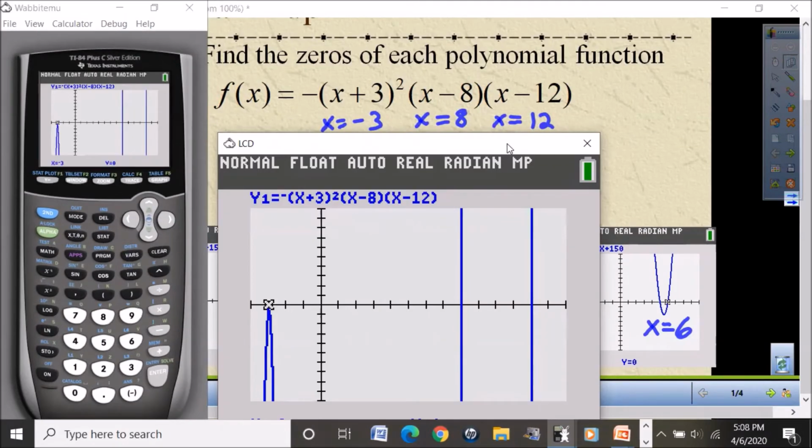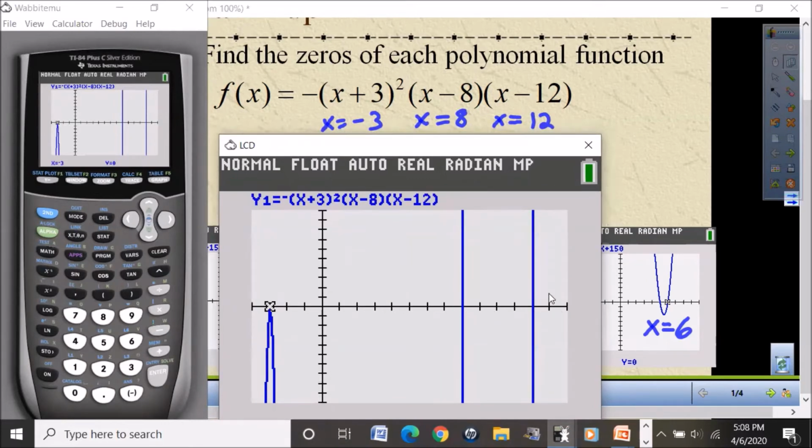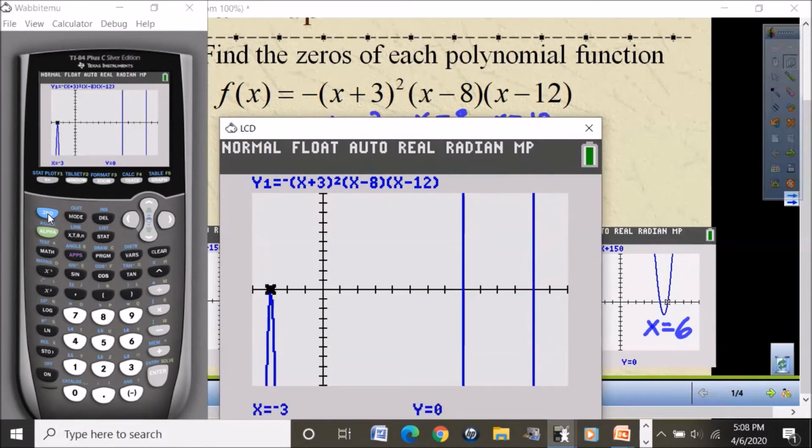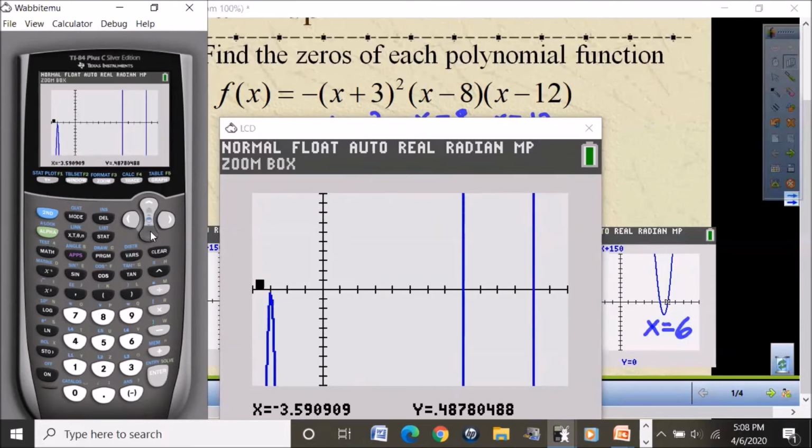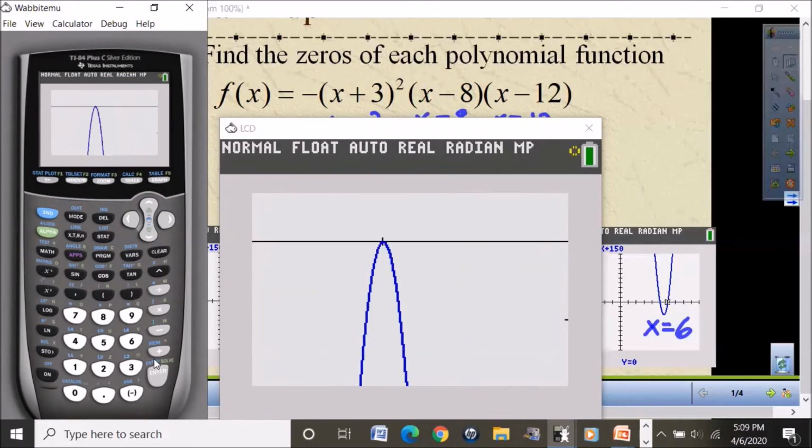Here's the graph of f of x, and we can see that one of the x-intercepts is indeed at negative 3, another x-intercept is at positive 8, and another x-intercept is at positive 12. But there's something in particular I want to point out about this 0 here at x equals negative 3. Let's zoom in on that x-intercept a bit. What we notice here is that this particular x-intercept is different from all the others that we've seen.